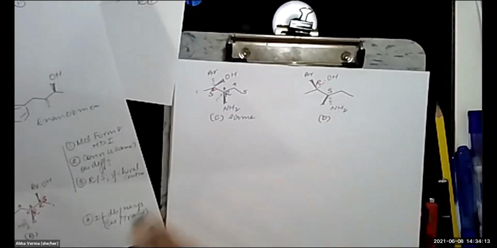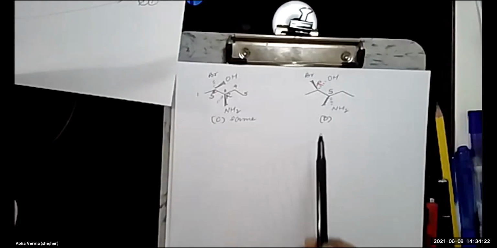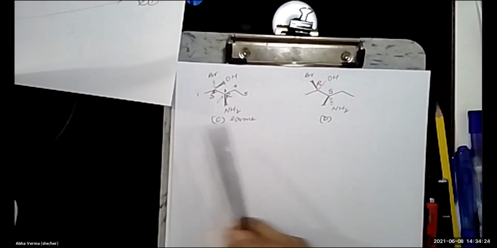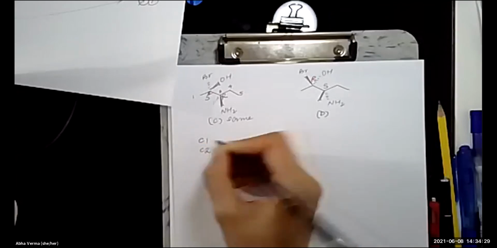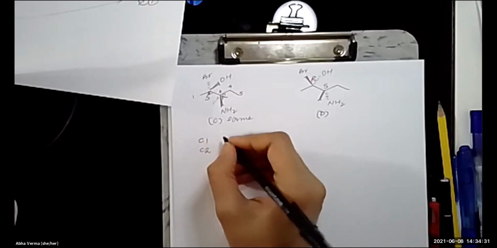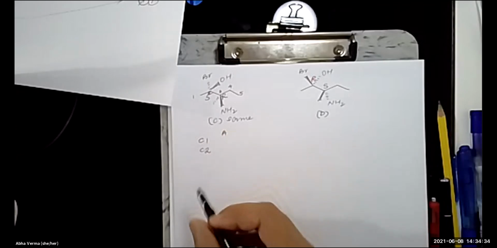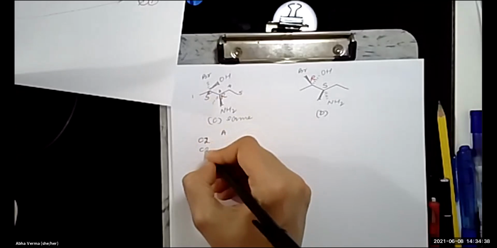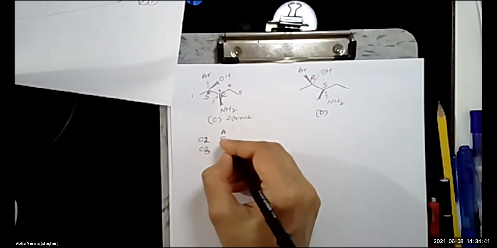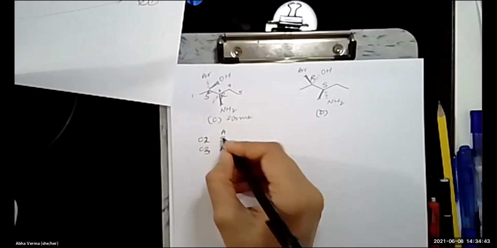What is the relationship between my C and D? Remember, A, B, and C, they are just different ways of looking at the same molecule. And now D, how do I compare these with this D? So in C2 and C3, I have to look. In A, what do I have? I have an S here and I have an R here.